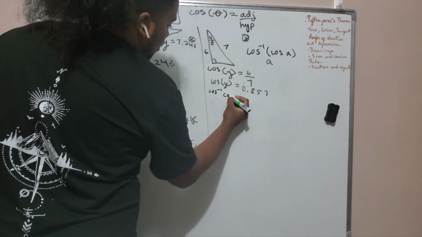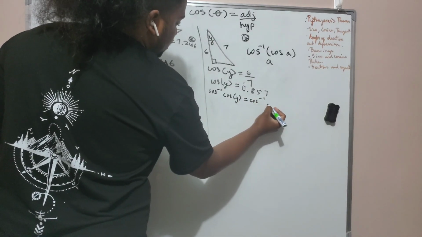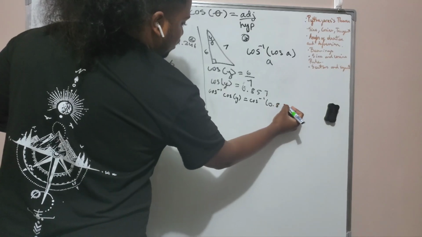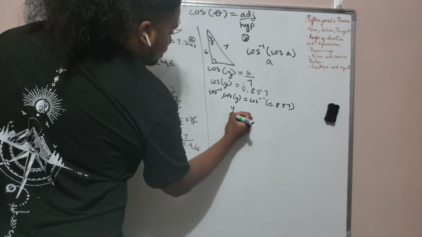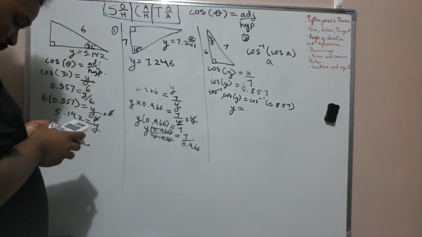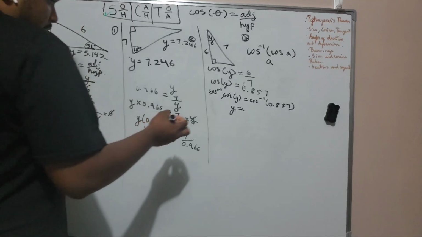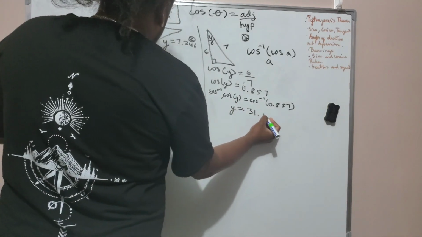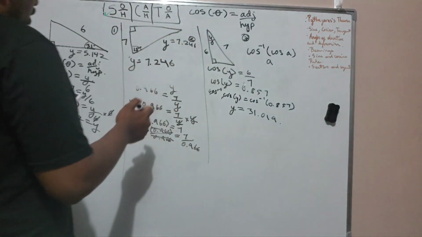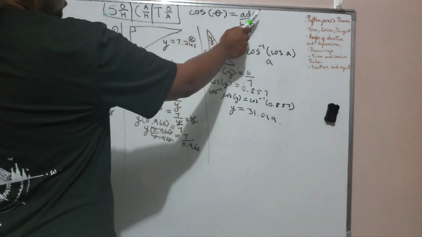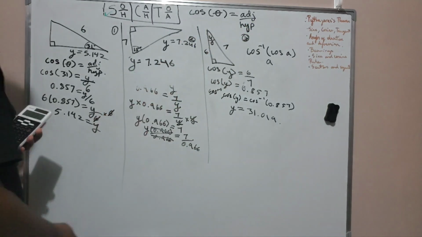So let me do cos inverse of cos y is equal to cos inverse of 0.857. So the cos inverse cancels the cos. So we just have y is equal to, let me just solve that, cos inverse of 0.857 is equal to 31.019. Right? So we solve for either one of the variables here using the other two which are given.